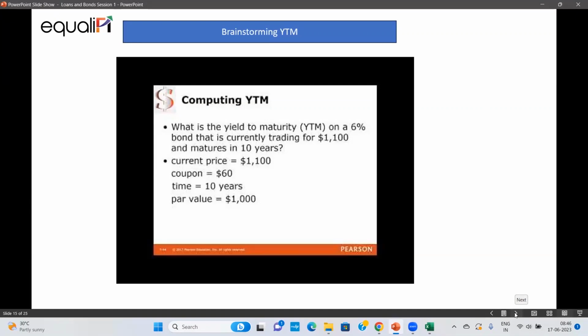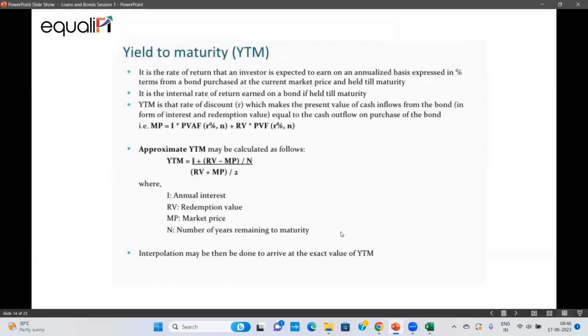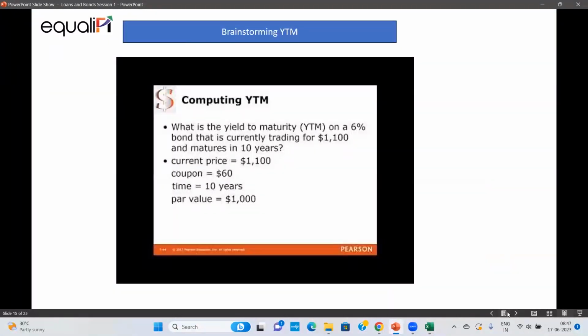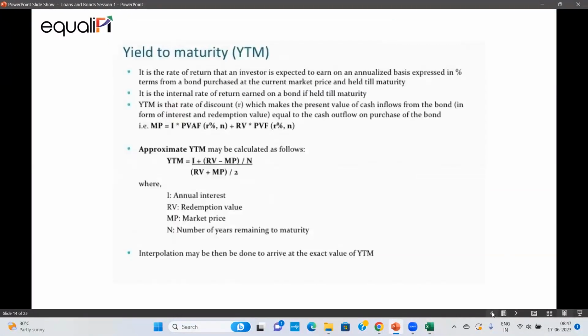So I have given you a problem. You can take a snip of this and calculate and solve this problem, the next problem. Please take a snip of this and solve the next problem. So Kunal, in that case, you can send it to me by mail through Equalify.